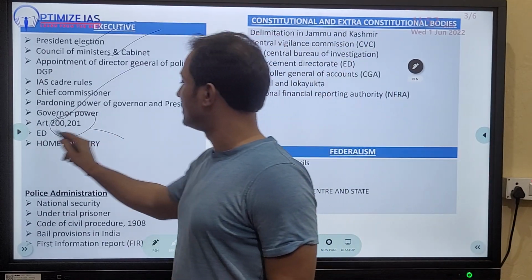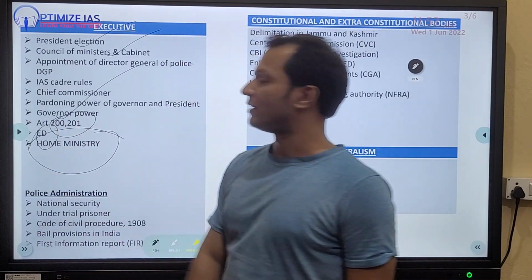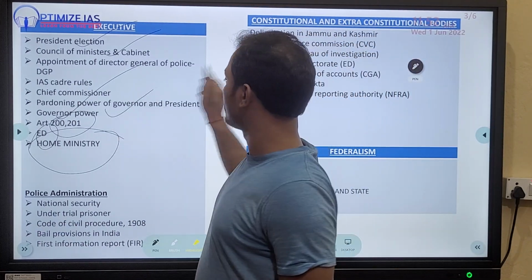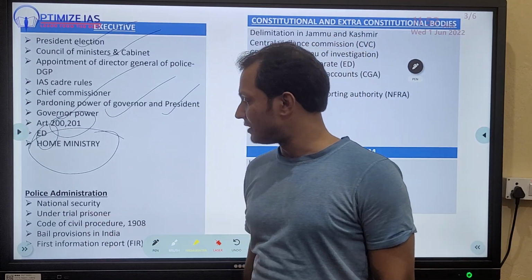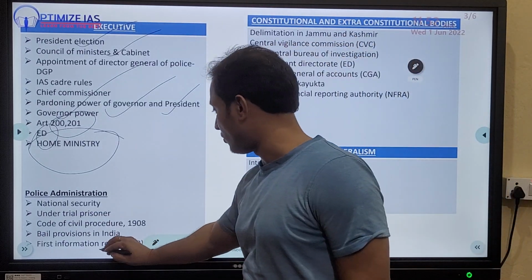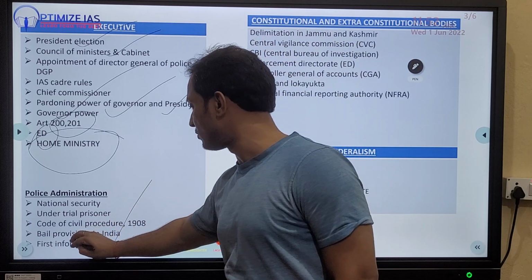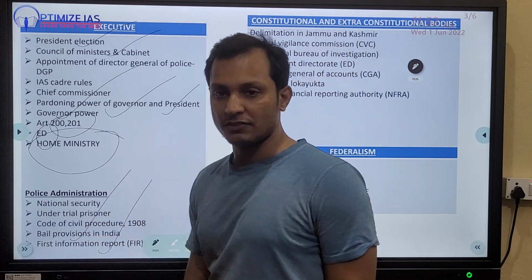Then you see Home Ministry is very important. Enforcement Directorate is very important. Then pardoning power of governor and president is very important, guys. Coming to police administration, FIR is very important, and bail provision is very important.